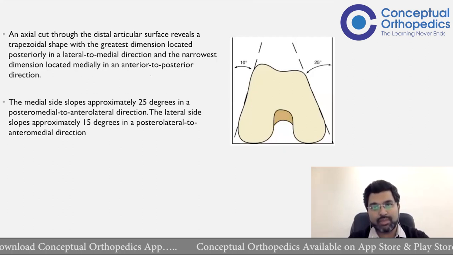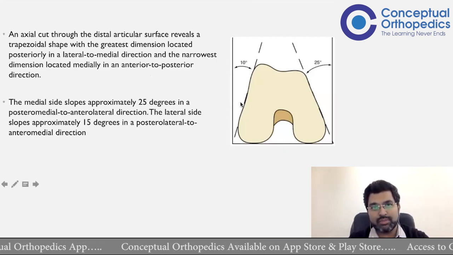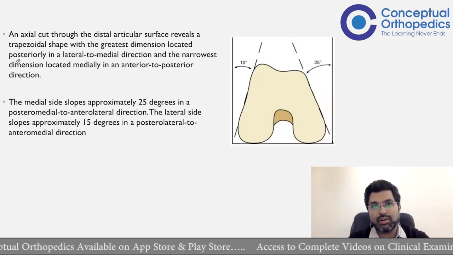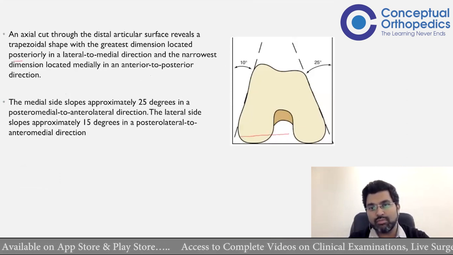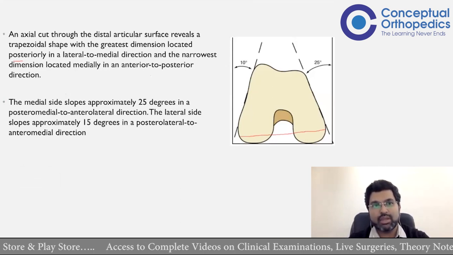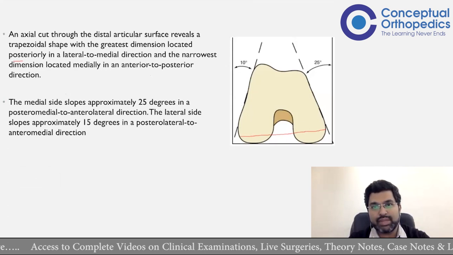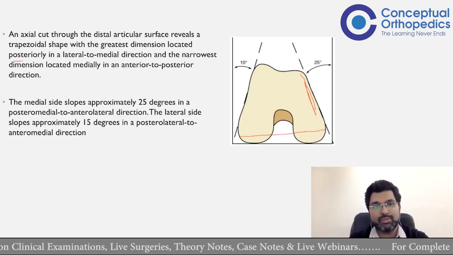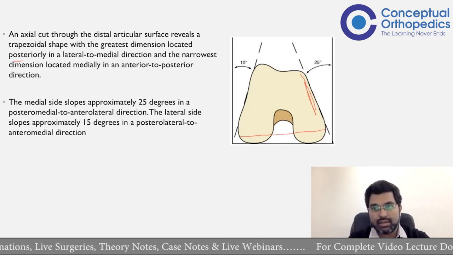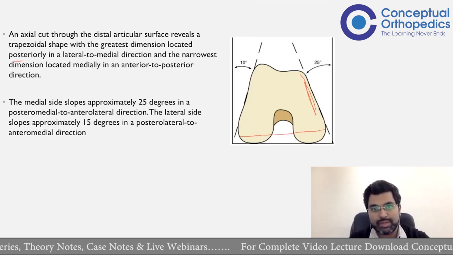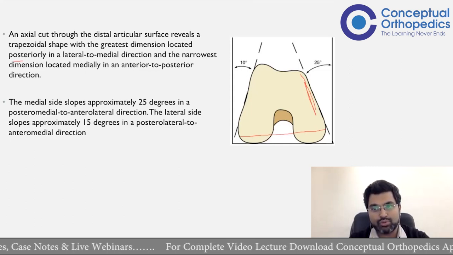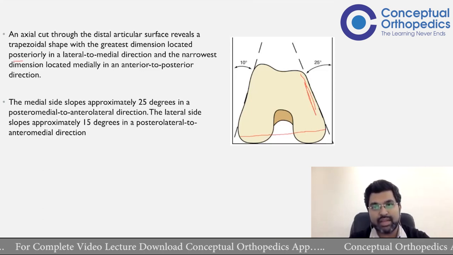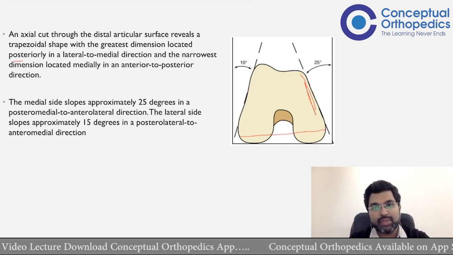If you see a cut section, this is the axial cut section of a distal femur. It is trapezoidal in shape, with the greatest dimension being posterior. And the narrowest dimension is medial in the anteroposterior plane. This is the smallest dimension of the distal femur. The medial side slopes about 25 degrees from the perpendicular, from posteromedial to anterolateral direction like this. The lateral side is about 10 to 15 degrees inclined from the perpendicular.